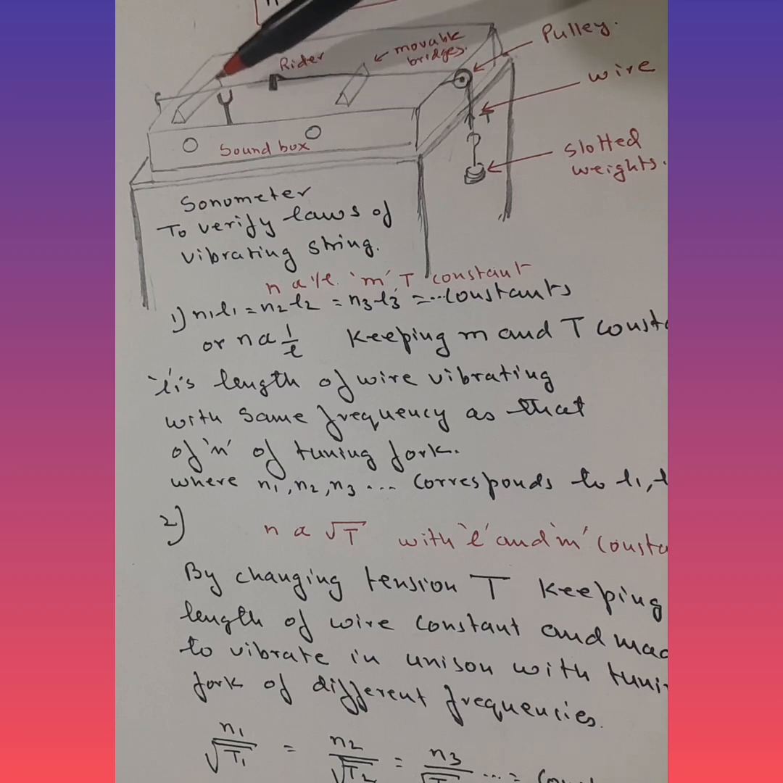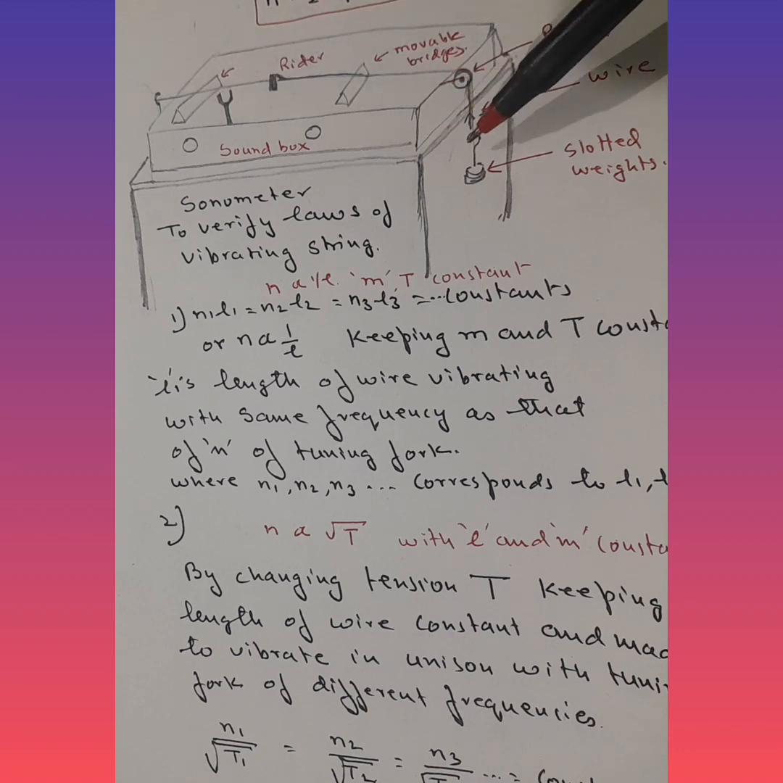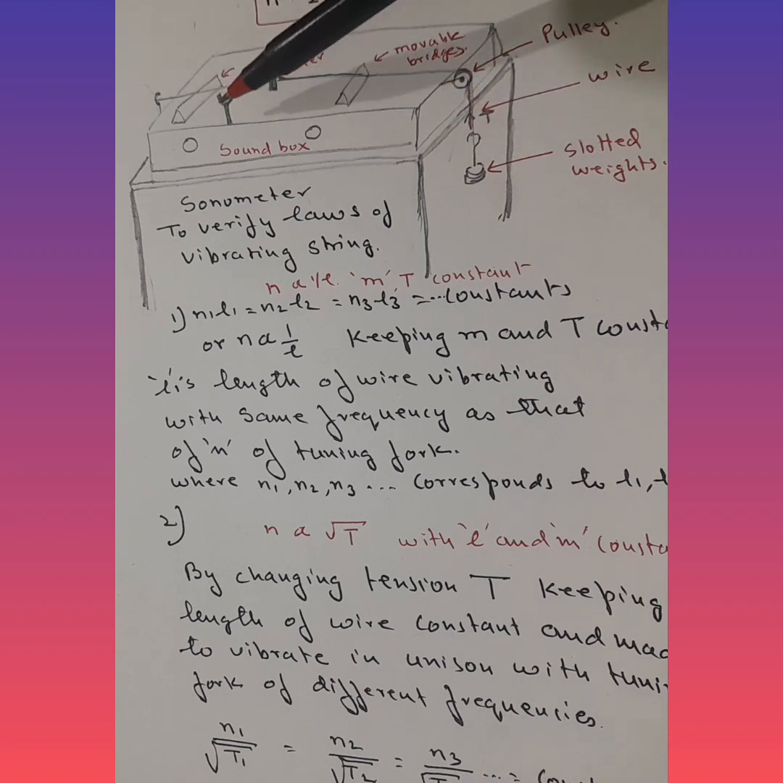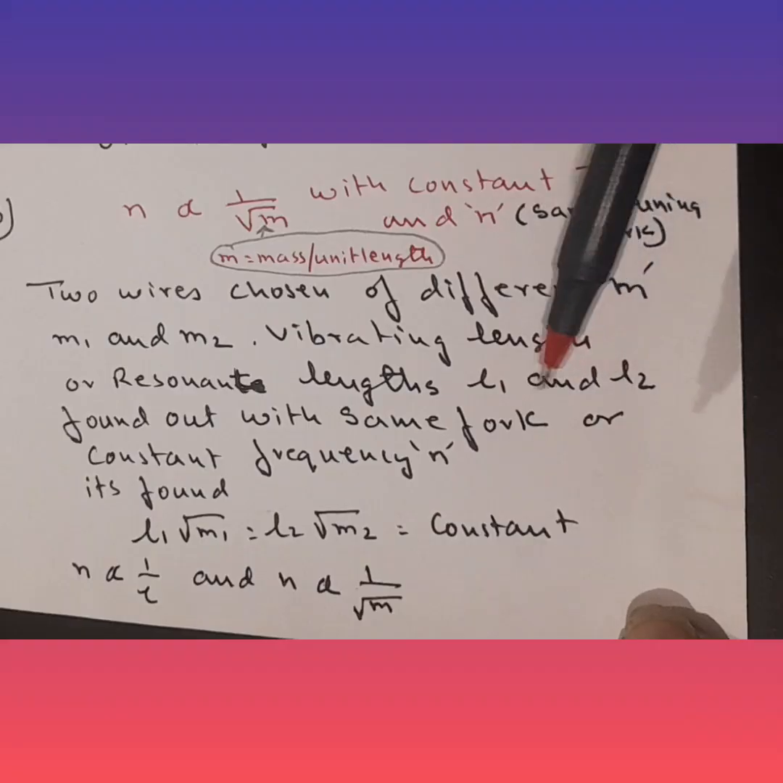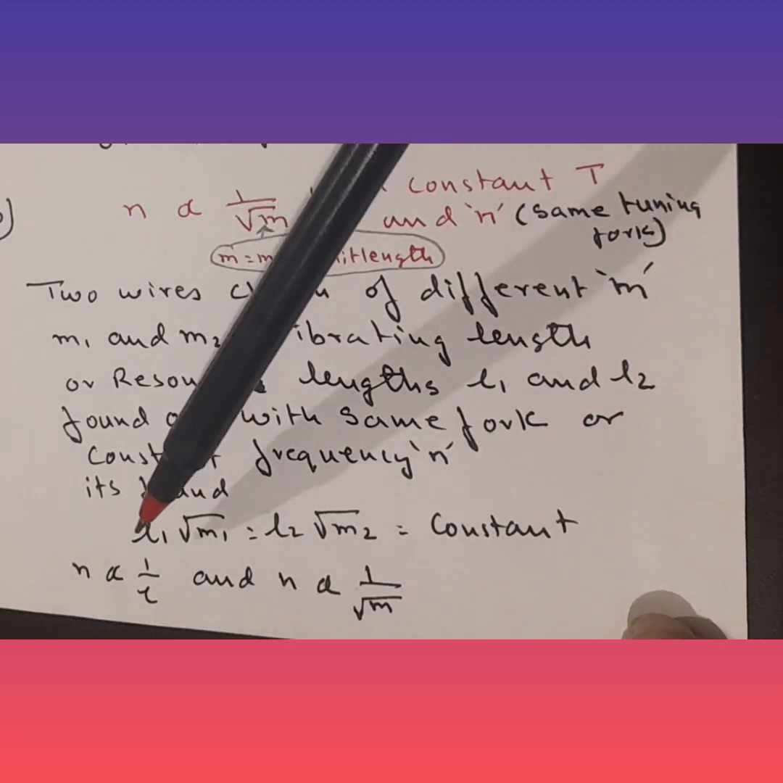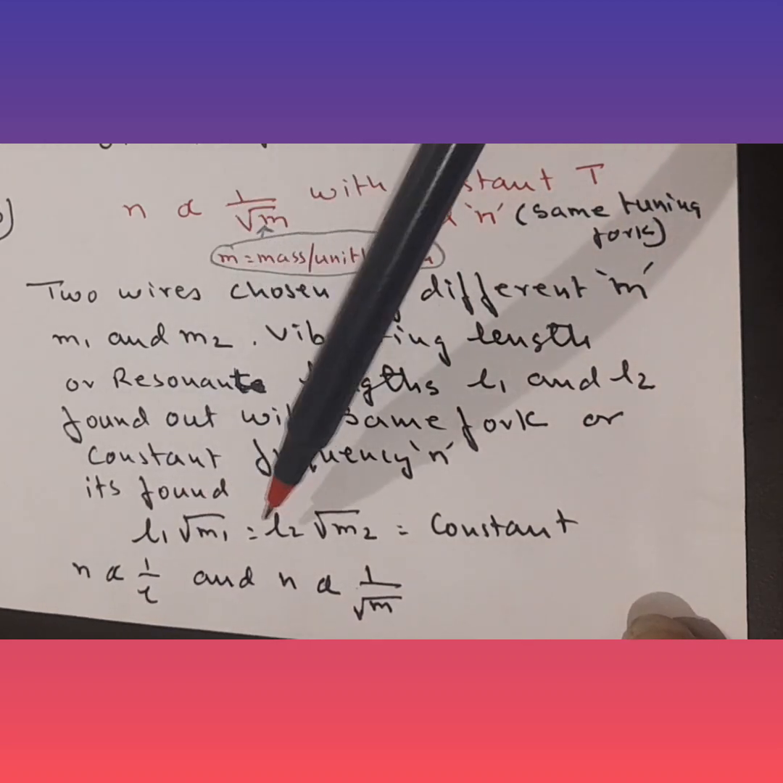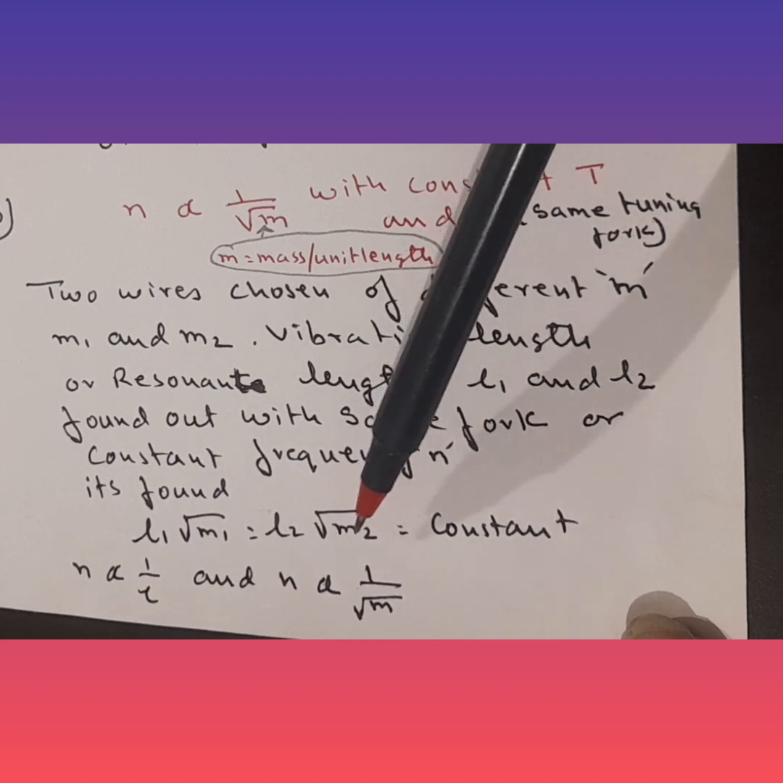Similarly, then I'll change the wire to one of different mass per unit length, that is M2, and then again strike the same tuning fork and place it on the sound box. Vibration, find out the length by adjusting these movable bridges at the length at which the rider drops. So thus we got L2. Having known L1, L2, M1, M2, it was found that L1 root of M1 is equal to L2 root of M2 is constant.